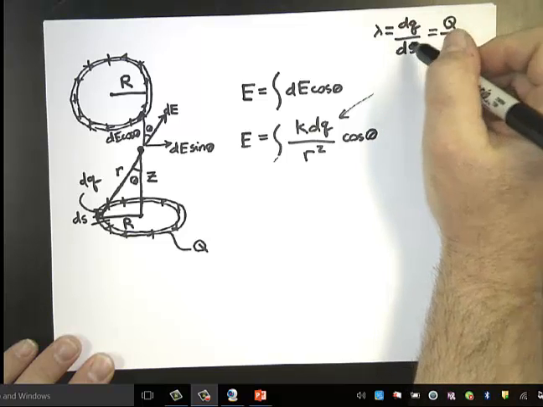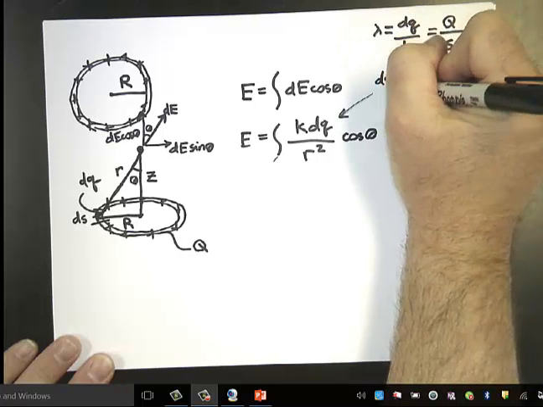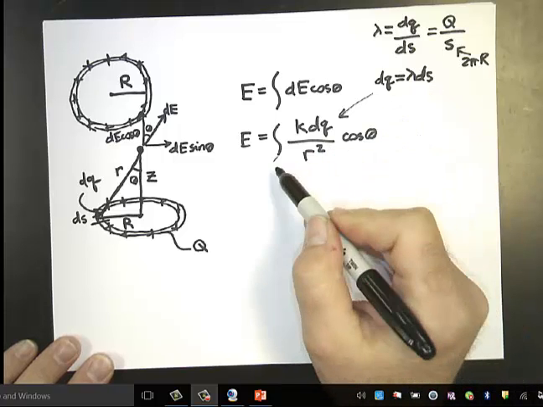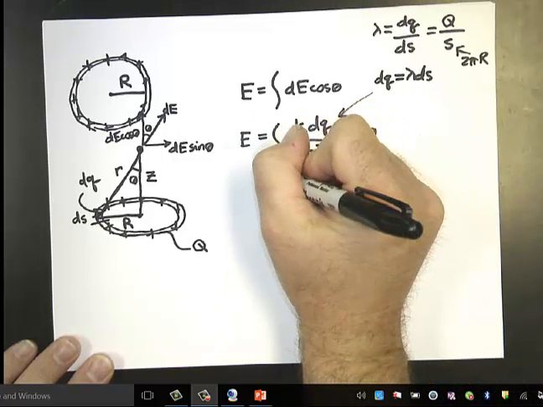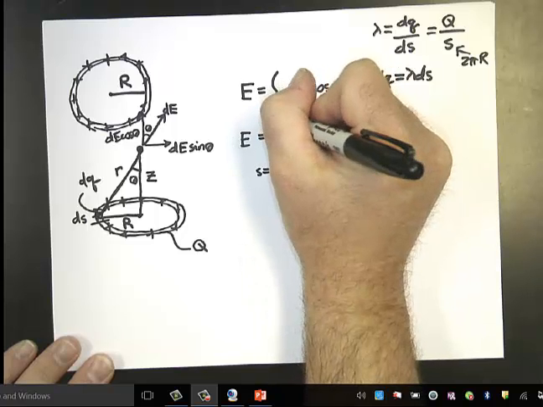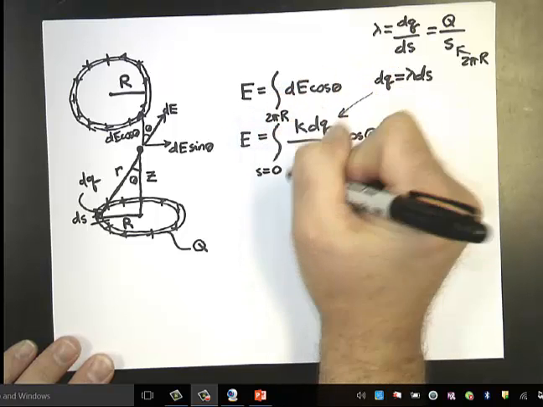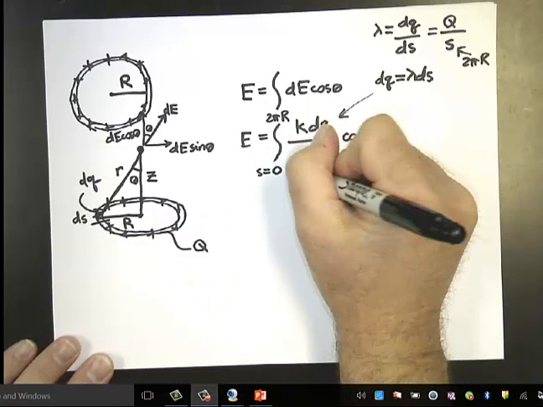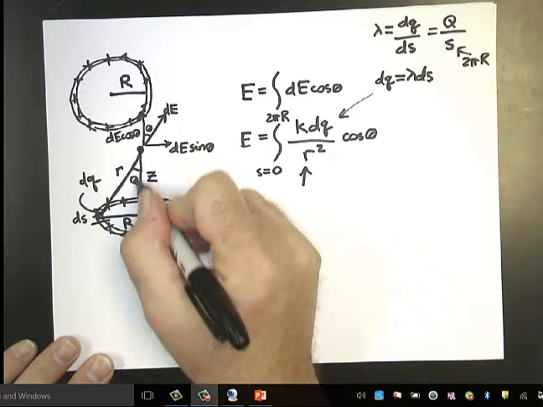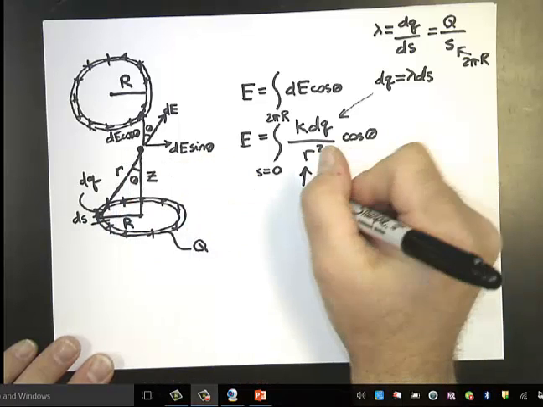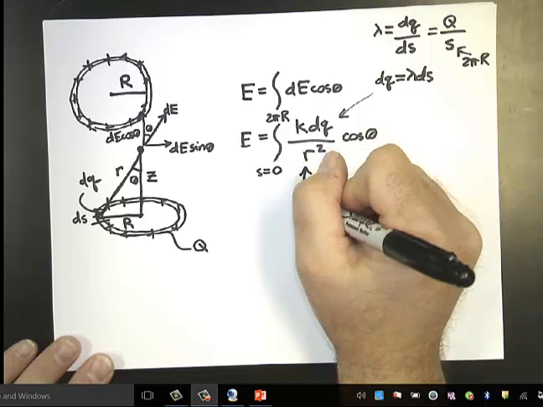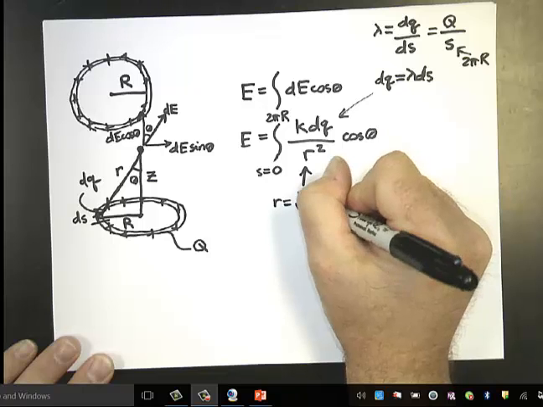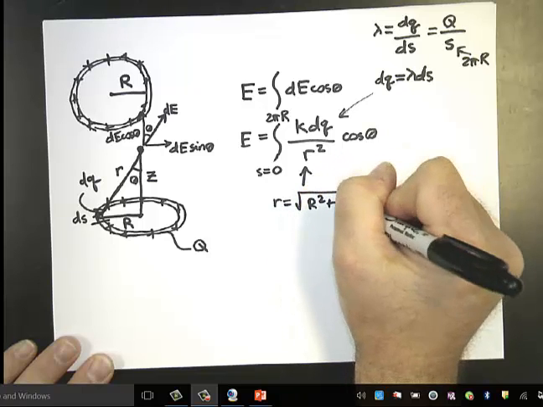But I could say then that dq is equal to lambda ds. Now, changing that variable is going to allow me to say I want this from s equals 0 to s equals 2 pi r. That'll allow me to add up the effect of all these guys around the circumference. Another thing I'm going to do: if you take a look at my triangle here, r is just the square root of big R squared plus z squared.